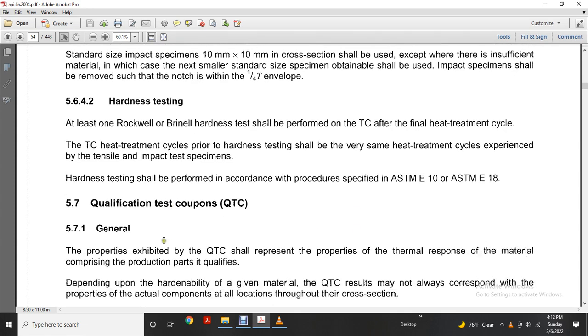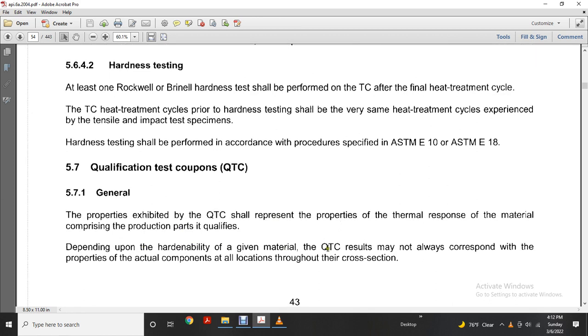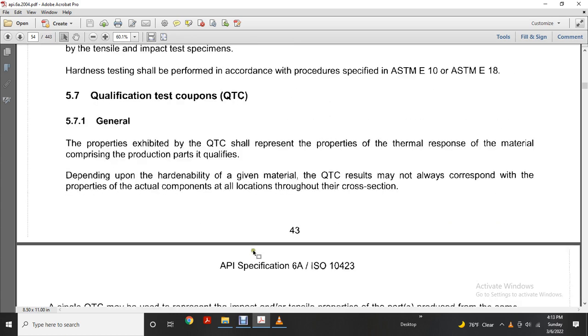5.7 Qualification test coupon. The properties of the qualification test coupon represent the thermal response of the material of the production part it qualifies. Depending on hardenability, the qualification test coupon's results may not always correspond with the properties of the actual component at every location throughout the cross section.